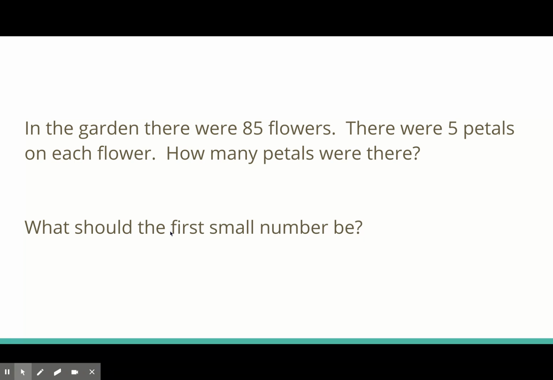It's multiplication. That's right. In the garden, there were 85 flowers. There were 5 petals on each flower. How many petals were there? Now we're going to try to pick out what the first small number should be. Of the 2 numbers, which one is going to be the small number? Pick it now. That's right. The first small number should be 5.